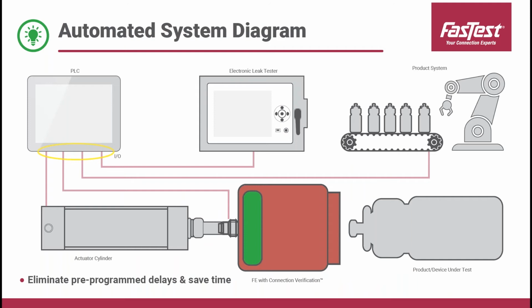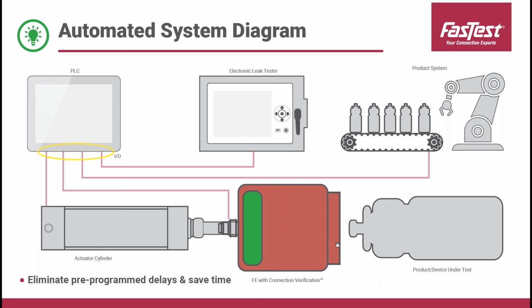For those not familiar with automated test systems, this is just a quick overview diagram. On the left, you've got a PLC, which is your brains, that ties in all the different components of that system. We are showing an actuator assembly, an electronic leak test instrument, different conveyors, and then our FE with connection verification. And we've seen this in some different automated applications that are testing high volume filters, millions of units a year.